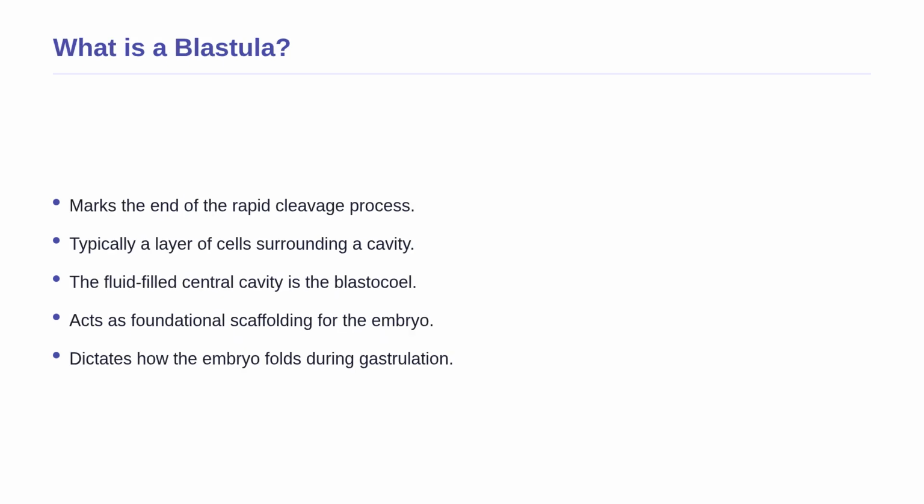Building on this process of cleavage, the embryo eventually reaches a stage called the blastula. You can think of the blastula as the foundational scaffolding of a building. It marks the end of rapid cell division. In its most classic form, these blastomeres arrange themselves into a layer that surrounds a fluid-filled central cavity known as the blastocele. This specific architecture is not just for show, it is absolutely critical. The shape and structure of the blastula dictate exactly how the embryo will fold inward during the next major developmental phase, which is called gastrulation.